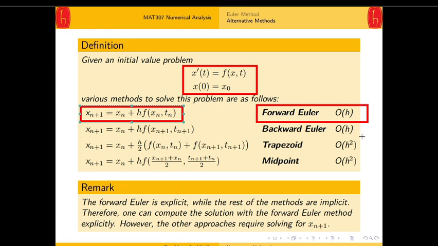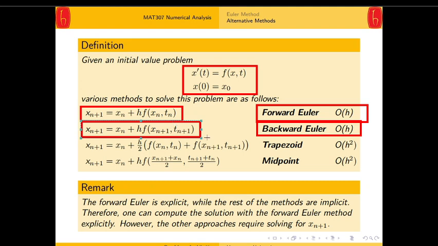The backward Euler method is also given here. The difference between the forward and backward Euler methods is in the evaluation of the function values. We evaluate the function value at the next time step in the backward Euler method. Here we use the previous values of the solution and t_n to obtain forward Euler, and here we are using the information from the point that we are about to arrive. So x_{n+1} will be on both the left hand side and the right hand side.